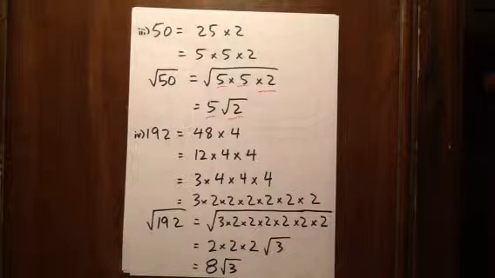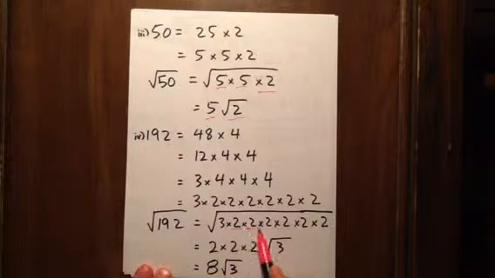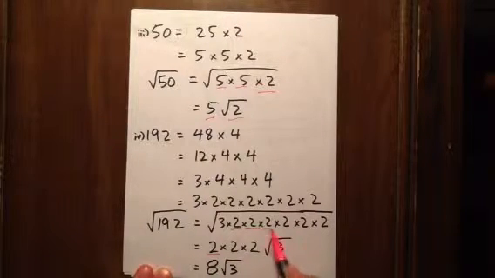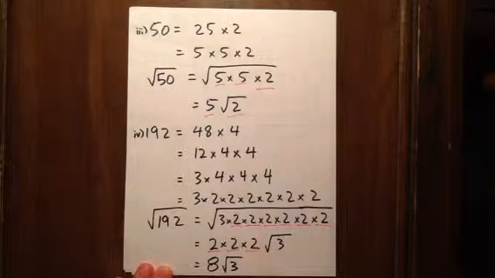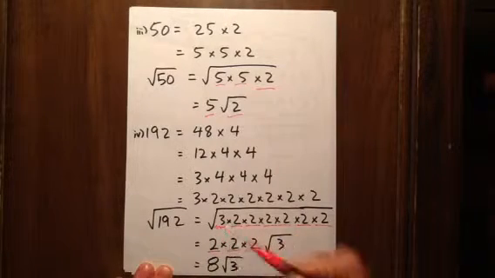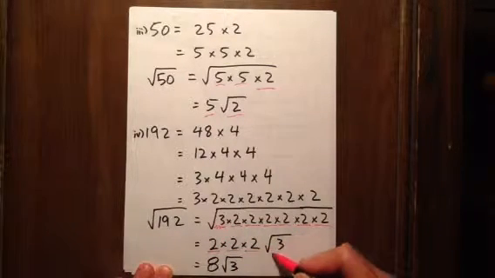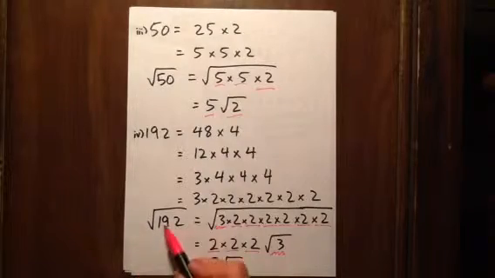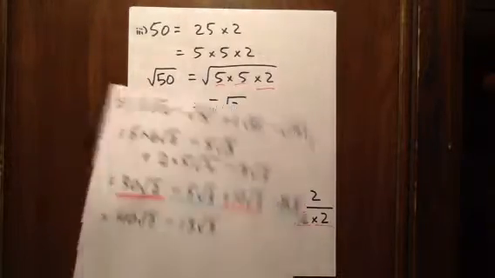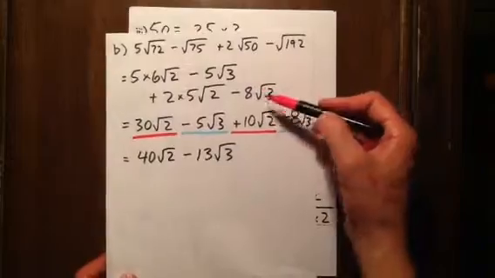Well, these 2 2's on the inside become this 2 on the outside. These 2 2's on the inside become this 2 on the outside. These 2 2's on the inside become this 2 on the outside. And that 3, which is alone on the inside, stays on the inside. On the outside we've got 2 times 2 times 2, which is 8, and so we've got 8 root 3. So the square root of 192 is 8 root 3.